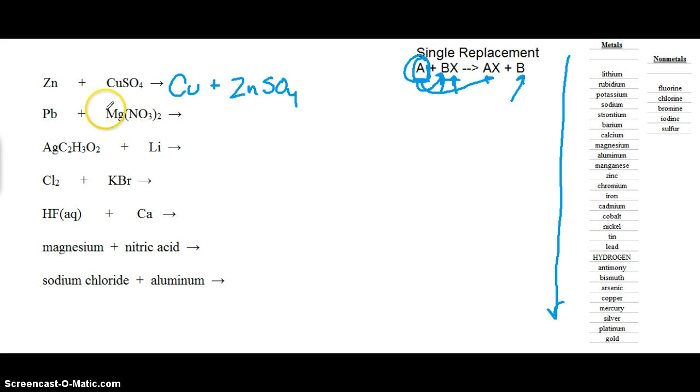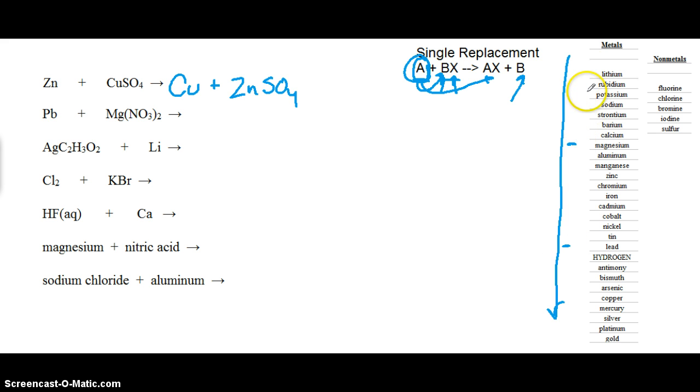Now let's look at another example. Lead and magnesium nitrate. Again, I'm going to compare the metals. I'm going to take this lead and ask, is it more active, or a stronger oxidizer, or able to oxidize more easily than the magnesium? If so, this reaction will go forward. So we come over here and we find our lead. Here's lead right here. And my magnesium is a very active metal, it's all the way up here.